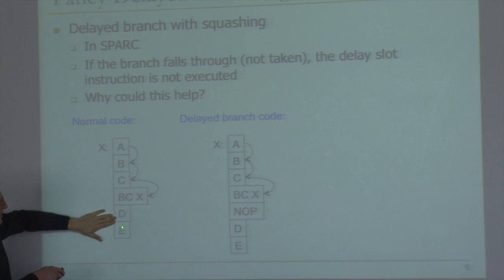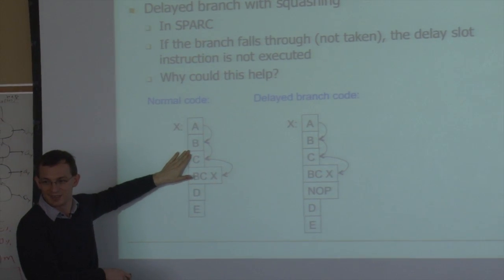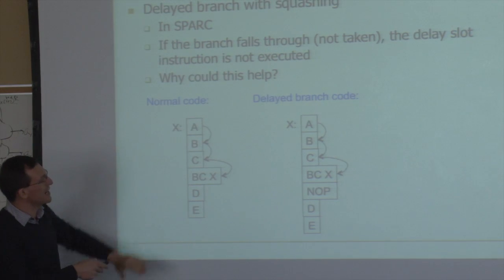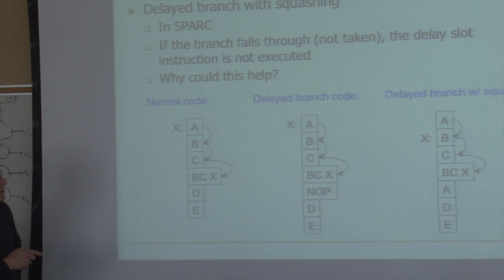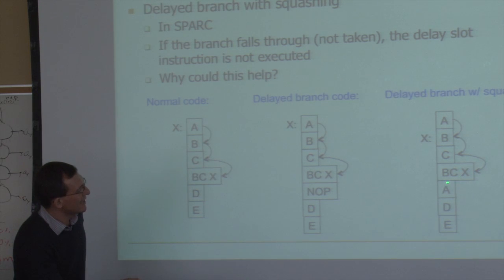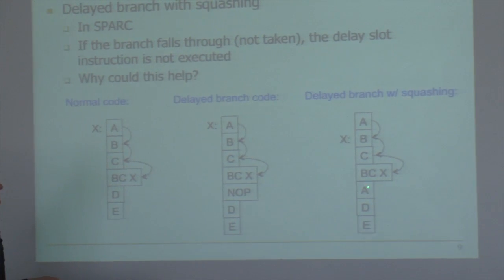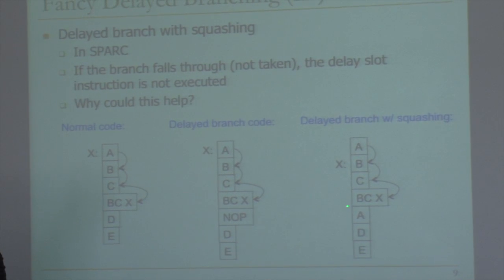And you cannot put D or E into the delay slot because that will be executed only if the branch is not taken, right? So you'll put a no op. So somebody figured out that if you actually change the delay slot semantics a little bit such that the delay slot instruction is not executed if the branch falls through, if it's not taken, you can do something like this. You can basically put A from the next iteration of the loop into the delay slot. And if the branch is taken, you're going to execute the next iteration anyway. So it's good. You fill the delay slot.